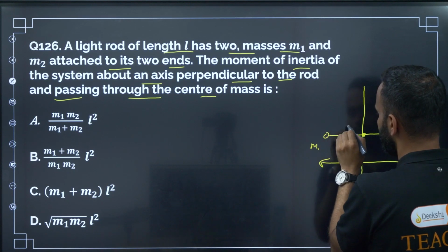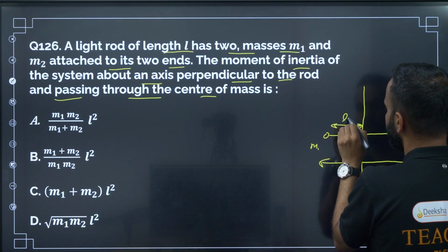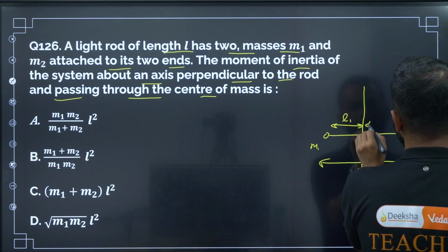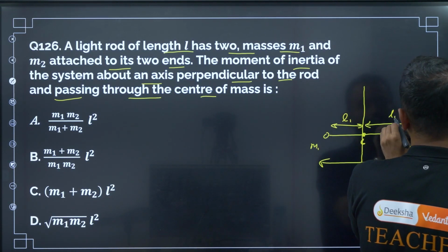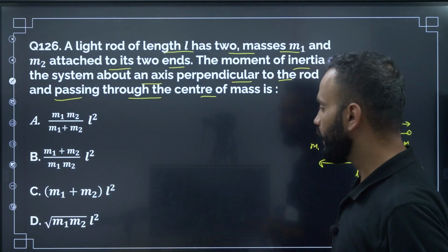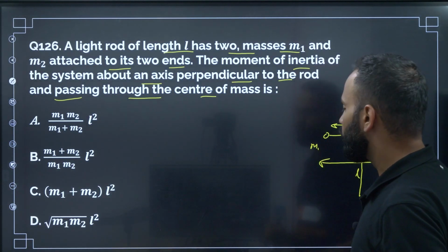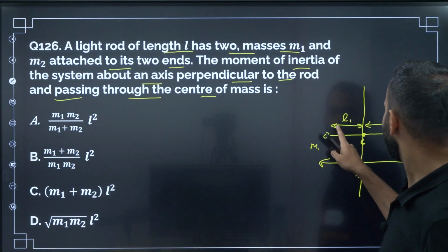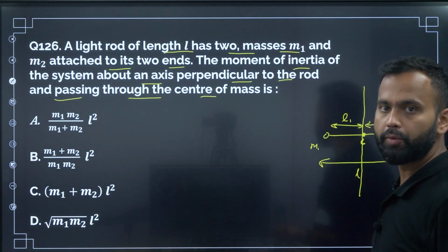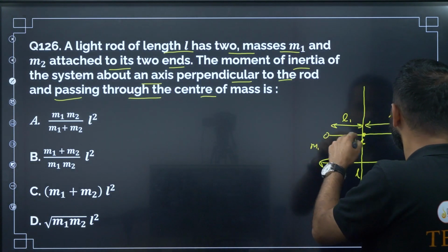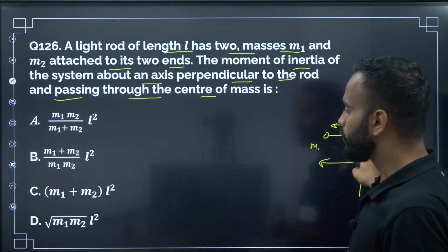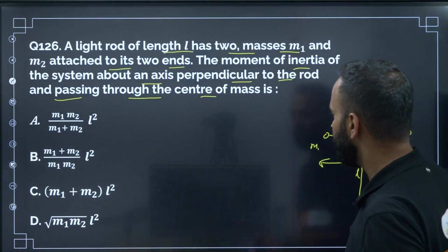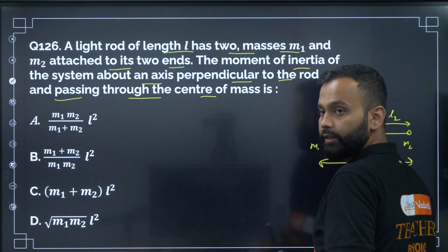Here the distance between mass m1 and the axis of rotation is L1, and the distance between mass m2 and the axis of rotation is L2. First let us find the center of mass, then we can easily find the moment of inertia. If we find the center of mass, then we can easily find L1 and L2. Now the total moment of inertia I is equal to the moment of inertia of m1 plus that of m2, about this axis. Let us find the center of mass.